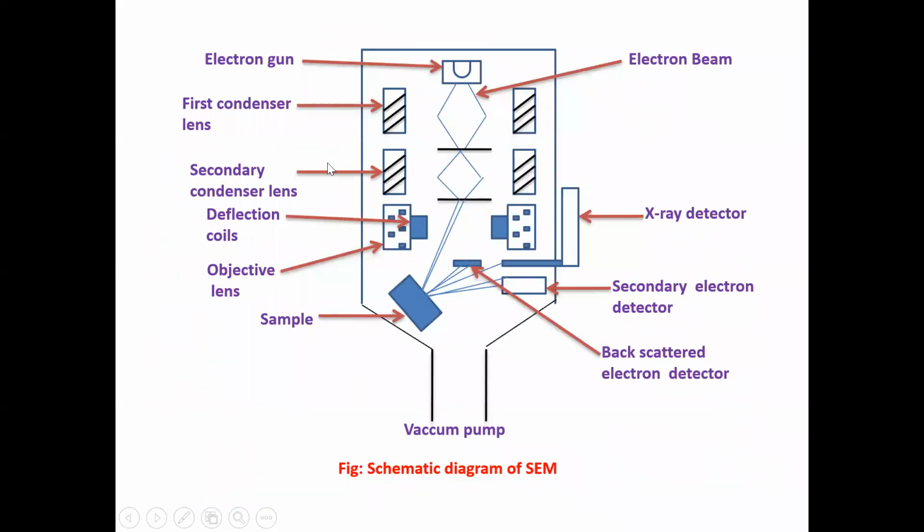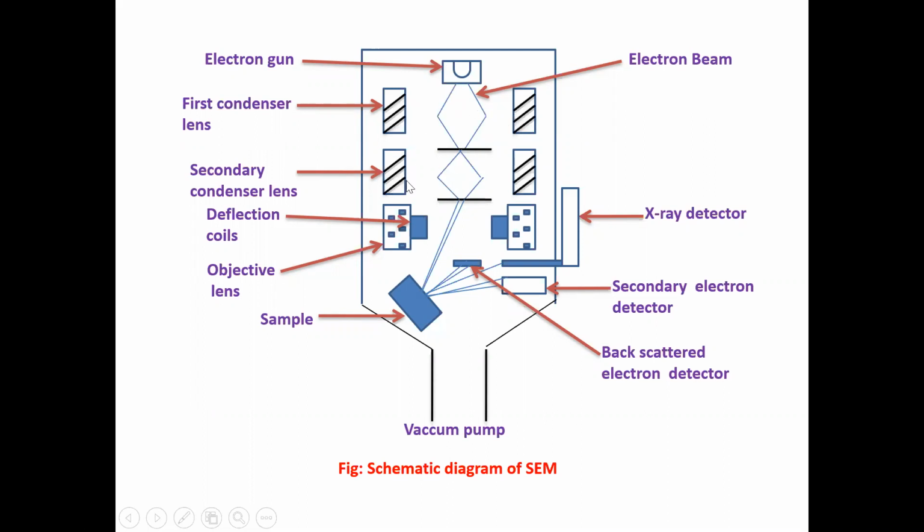Here is also a simple schematic diagram of the SEM. Here is the vacuum pump, because it creates the vacuum for all your instruments. This one is the electron gun, and from this your electron beams are passing. Here is the first condenser lens. This condenser lens is a very important thing because we are passing the electron beam through it, and it maintains the path of the beam.